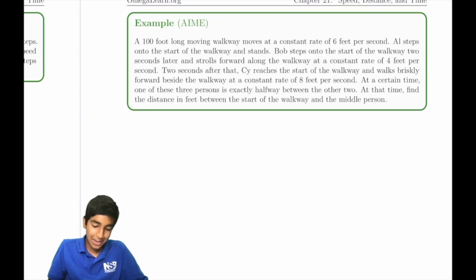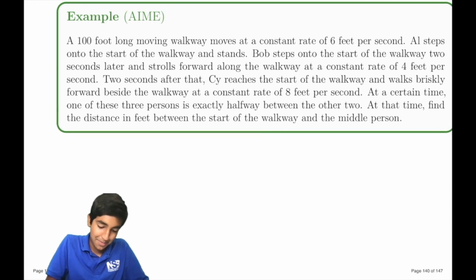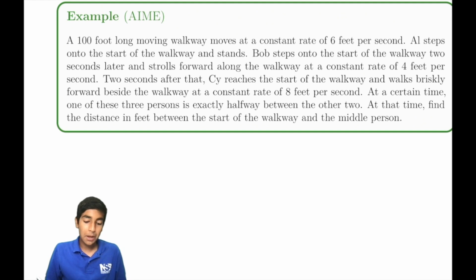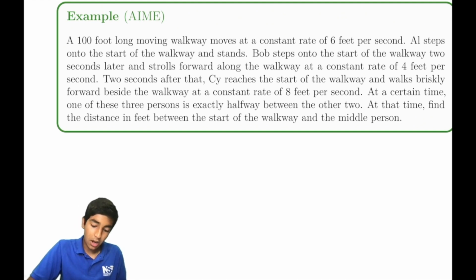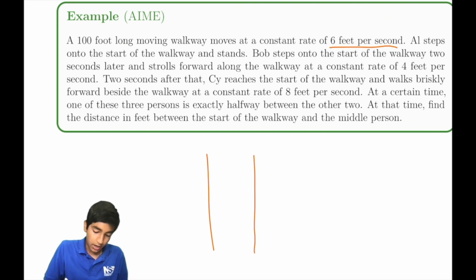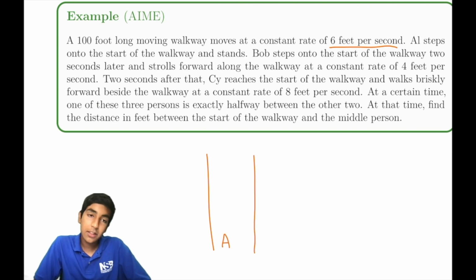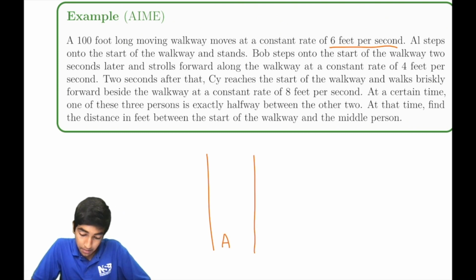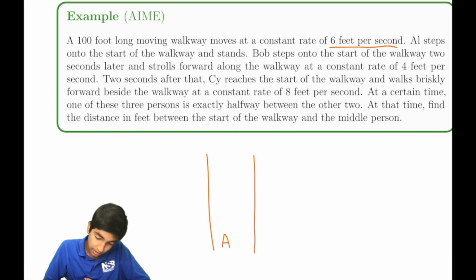Now I'll move on to this interesting problem over here from the AIME. A 100-foot long moving walkway can move at a constant rate of 6 feet per second. Al steps onto the start, right there, and stands. Bob steps onto the start 2 seconds later, so a little behind, and walks 4 meters per second.